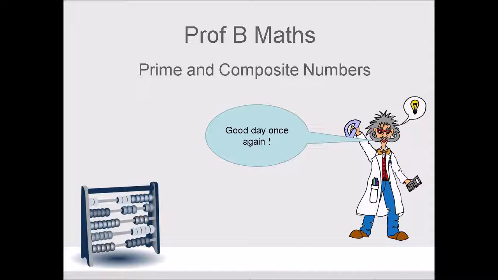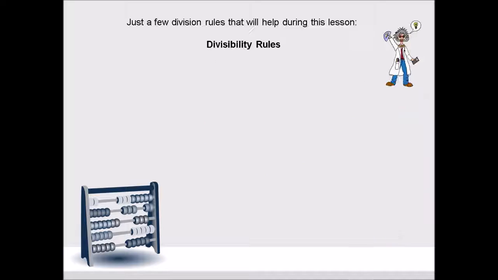Our lesson today will be about prime and composite numbers. But before we start, here are a few division rules that will help us during this session. We call them divisibility rules. To be divisible by 2, we can use any even number. Any even number can be divided by 2.